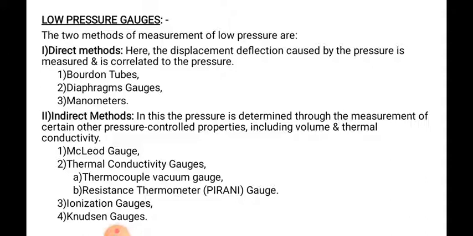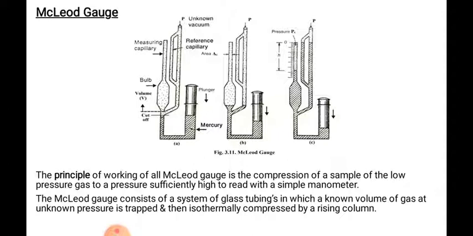One by one we will go through these. We have already studied the Bourdon tube, diaphragm gauge and manometers. Next we will study the Macleod gauge for low pressure measurement, then the thermocouple vacuum gauge, resistance thermometer gauge, ionization gauge and Knudsen gauge. We will see that in the next lecture.